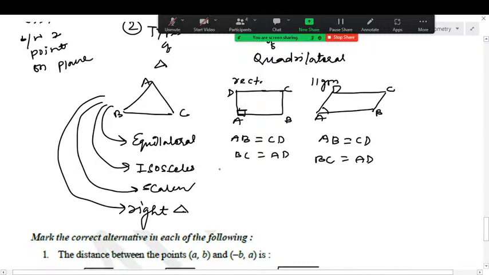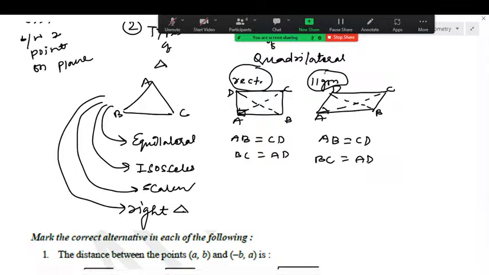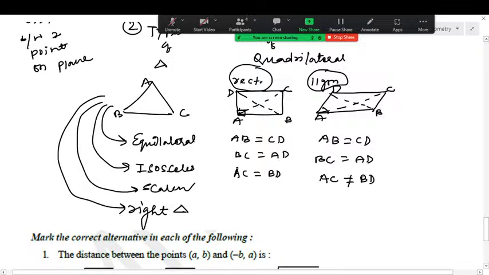Then what about the other property? The other property that differentiates both of them is actually their diagonals. Do you know what about the diagonals of this rectangle and parallelogram? Can you tell me the difference in these diagonals? In case of a rectangle, these diagonals are again equal. But in case of a parallelogram, they are not equal. This way, we can categorize whether it is a rectangle or a parallelogram.